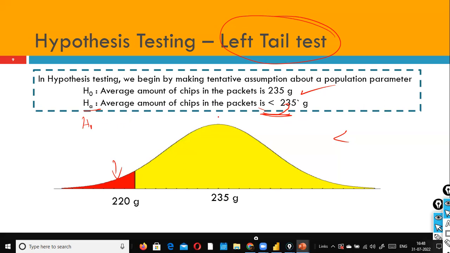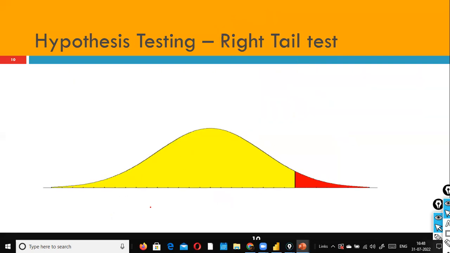So the average amount of chips, you want to test this one. I want to check if this is less than 235 or not. Again, we are going to define a cutoff here. Since it is less than, it's a left tail test, and if it is more than that, it is called your right tail test. 235 gram is the average, and let's say you have 250 gram. Up to 15 gram per packet, I can have the excessive quantity of chips packaged in it. I'm fine with that. But anything above 250 gram falls in the rejection region area.